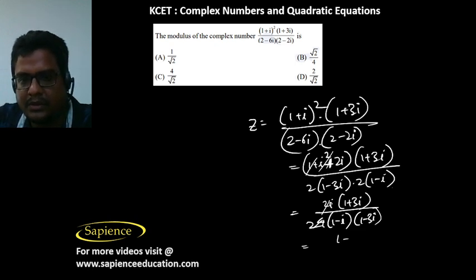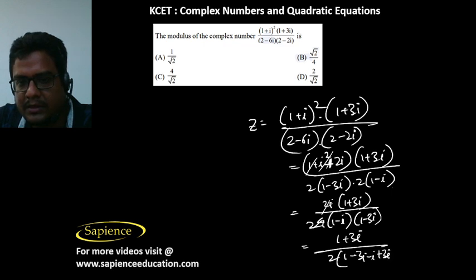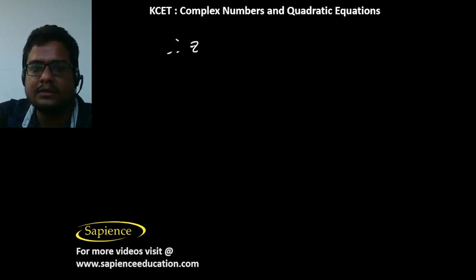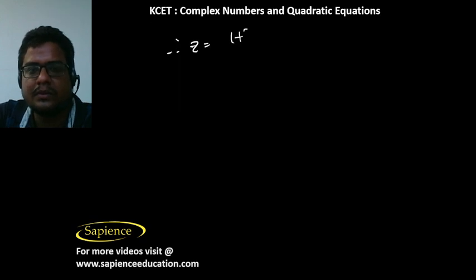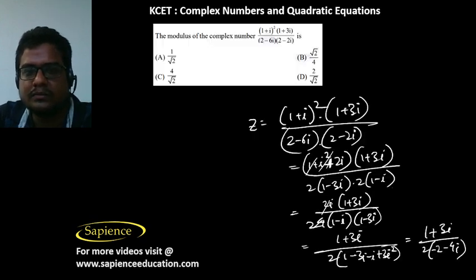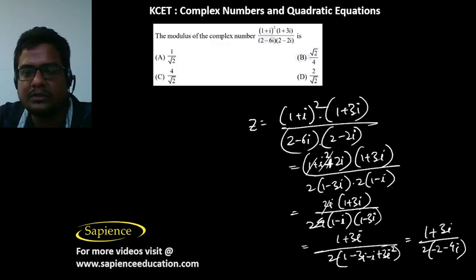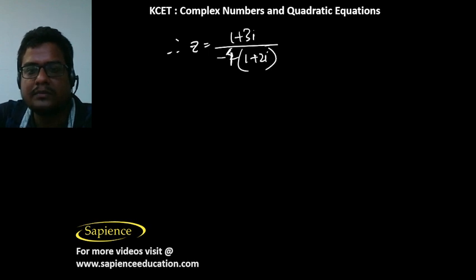Now this can be written as (1 plus 3i) divided by 2 into (1 minus 3i minus i plus 3i square). This will be (1 plus 3i) by 2 into, 3i square means it is minus 3. So 1 minus 3, that is minus 2, minus 4i. So therefore z is equal to (1 plus 3i) divided by 2 into (minus 2 minus 4i). I can take 2 as common outside also. So this will be 1 plus 2i.